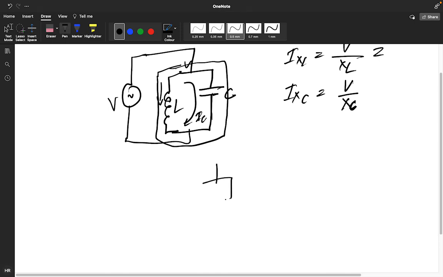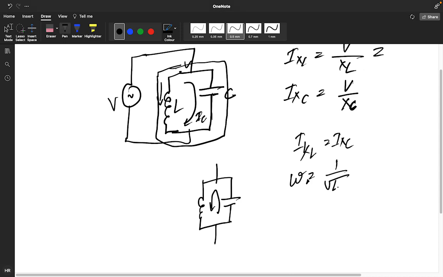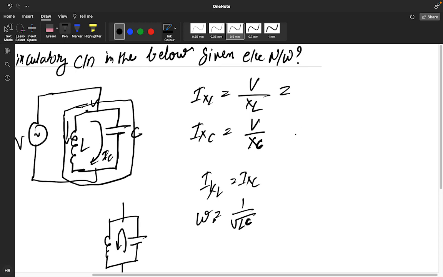So this is becoming like this. So where will be the current flow? In this only. Okay, so these two currents will be the same. This is called the circulatory current. IXL is equal to IXC, and you have to substitute the omega value, the omega naught value, that is 1 by root under LC.